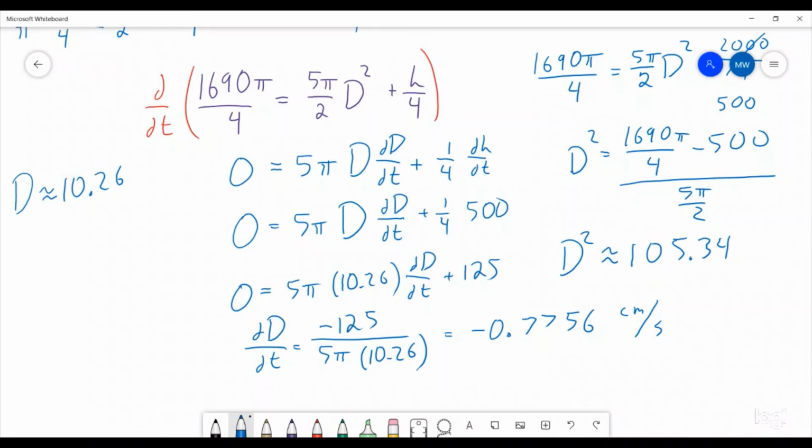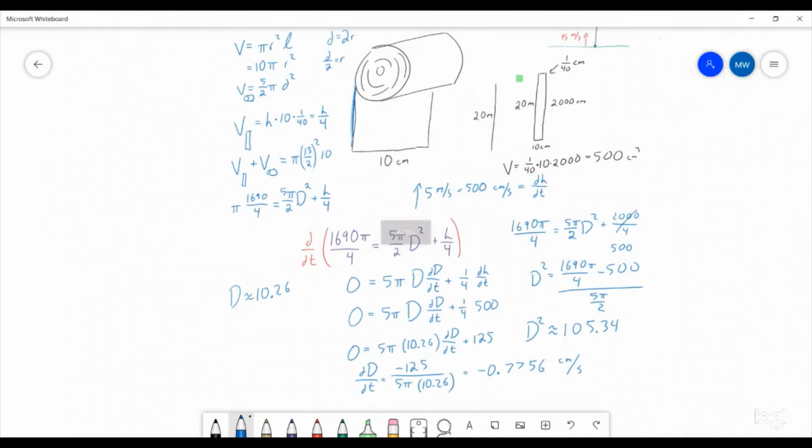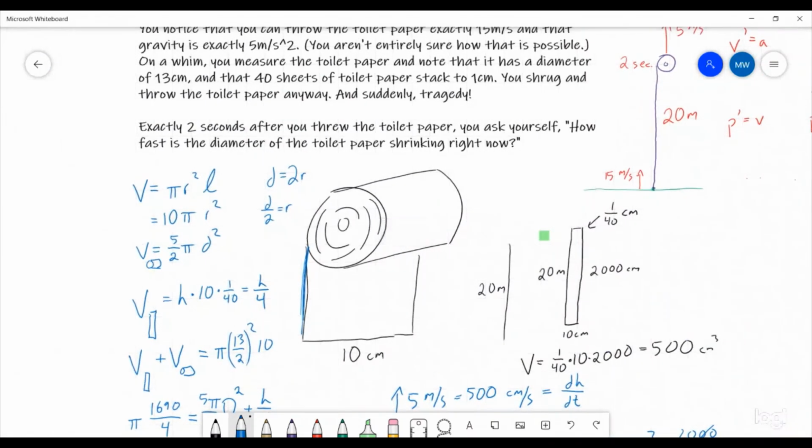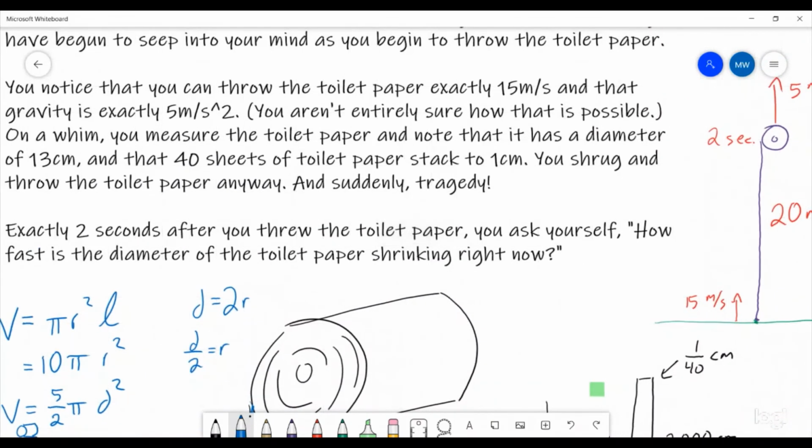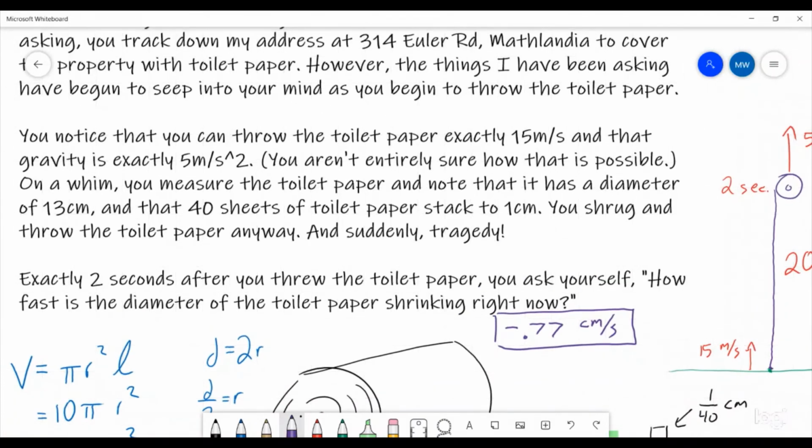So it is shrinking pretty quickly, which makes sense because you chucked that toilet paper at a ridiculously high speed. So all of that work was to answer how fast is it shrinking right now? Well, it's shrinking at essentially 0.77 centimeters per second. That is how fast the toilet paper is shrinking at this specific instant.